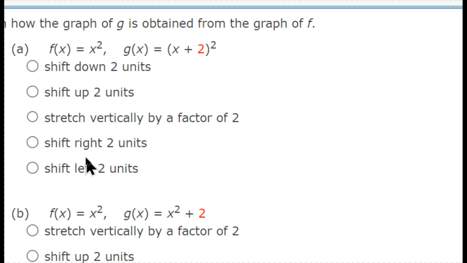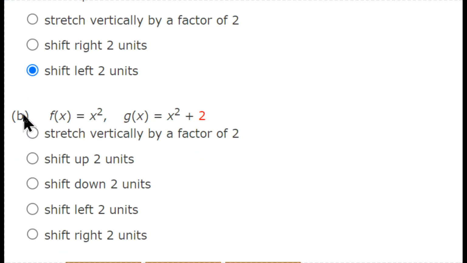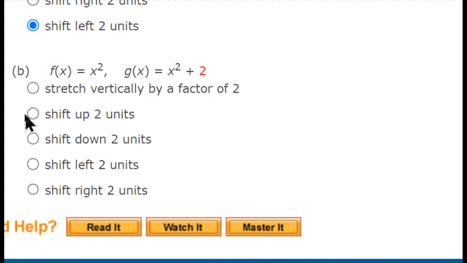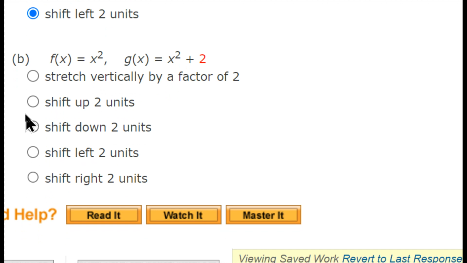Okay. This says explain how the graph of G is obtained from the graph of F. Well, it's shifted to the left 2 units. Because that's really the only difference. In fact, I think we looked at this exact example earlier, at the start of all this. Or maybe I used 5, I don't remember.